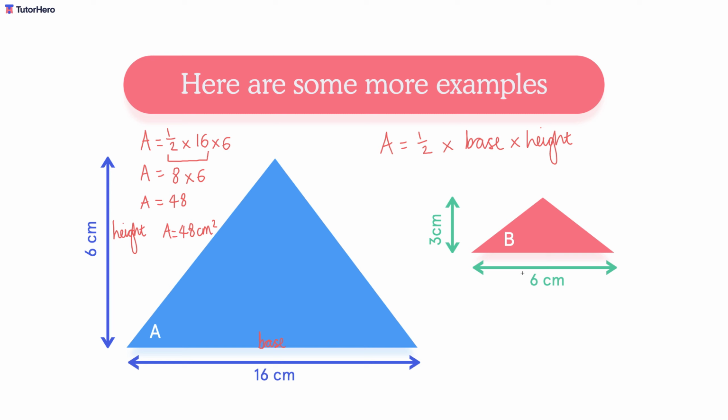Now let's try and work out the area for triangle B. The base is 6 centimetres and the height is 3 centimetres. So let's use our formula to work out the area. Half times 6 times 3. A equals, well, half of 6 is 3, so 3 times 3. A equals 9. The area of triangle B is 9 centimetres squared.